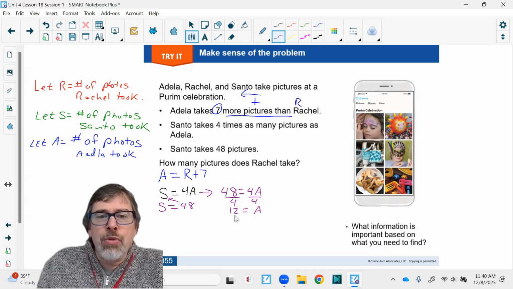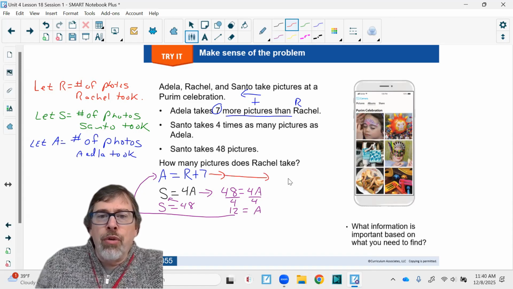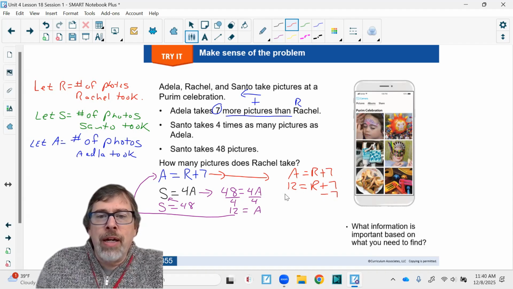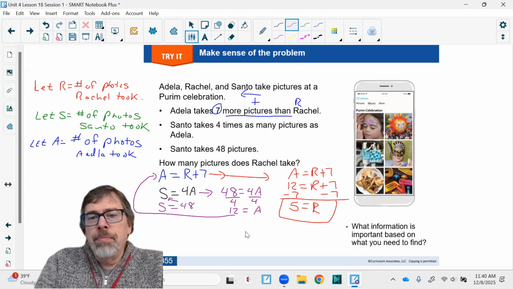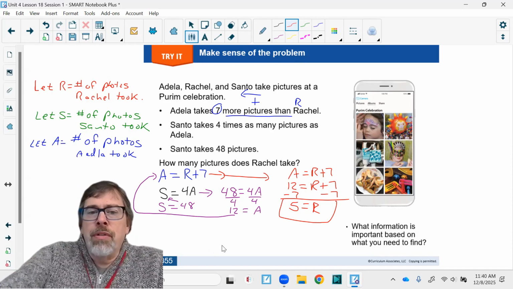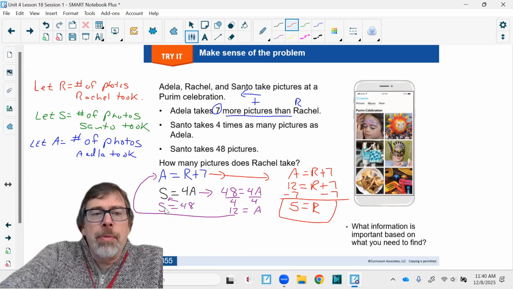And then I can take this 12 and substitute it into this equation. So if I have A equals R plus 7, and I know A is 12, then I put 12 in for A, and I get 12 equals R plus 7. To get R by itself, we need to subtract 7 from both sides, and I get R equals 5. So R is the number of photos Rachel took. How many pictures does Rachel take? Rachel took 5 pictures. Okay, so this was a multi-step substitution problem.